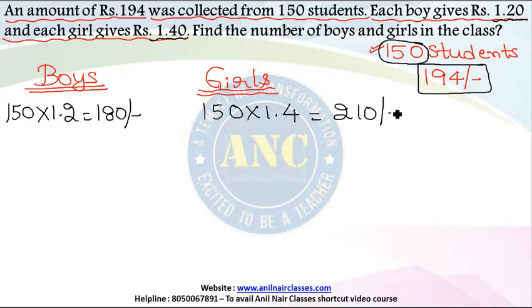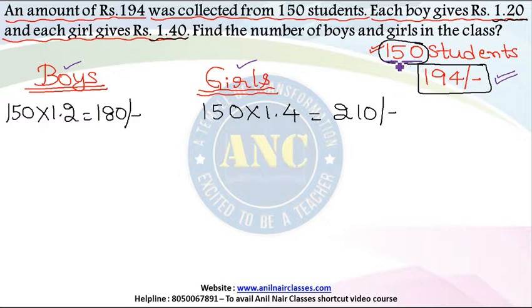That means if all the students are girls, the total money that would have been collected is 210, but the actual total money collected is 194. So all the students cannot be girls. So what we understood is, all students cannot be boys, and all students cannot be girls. There will be some boys and some girls, a total of 150 students.